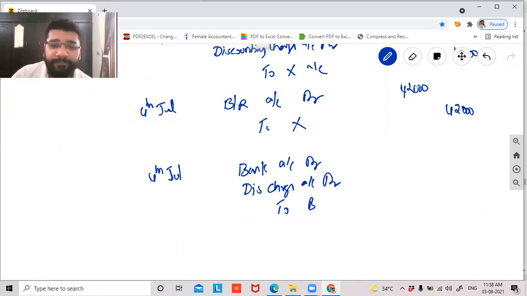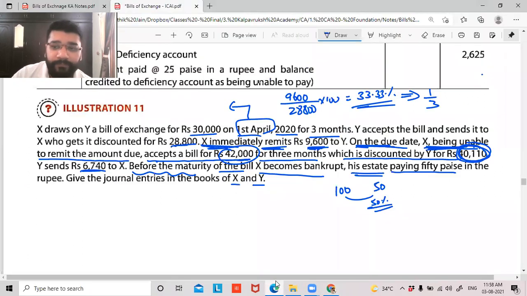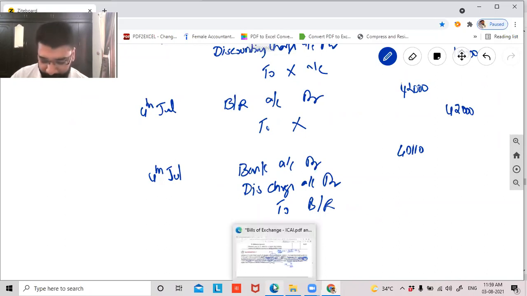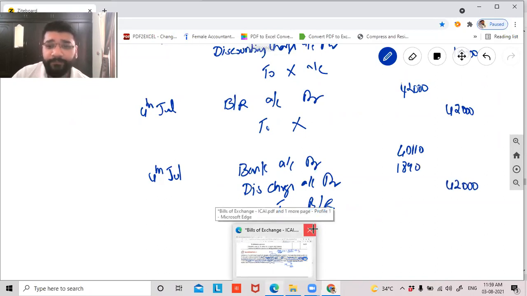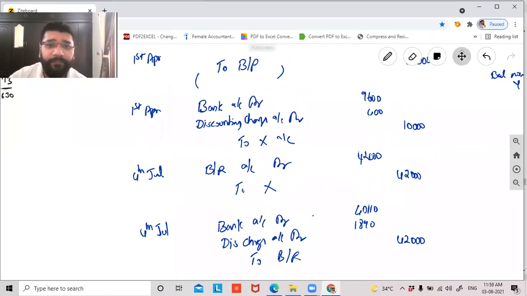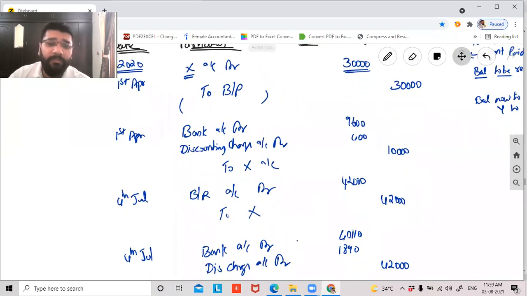Super, fantastic. What is the amount that is coming to your bank account? What is the discounting charges we calculated? 1890. So is it total 42,000? Any problem till this? Any problem till this?